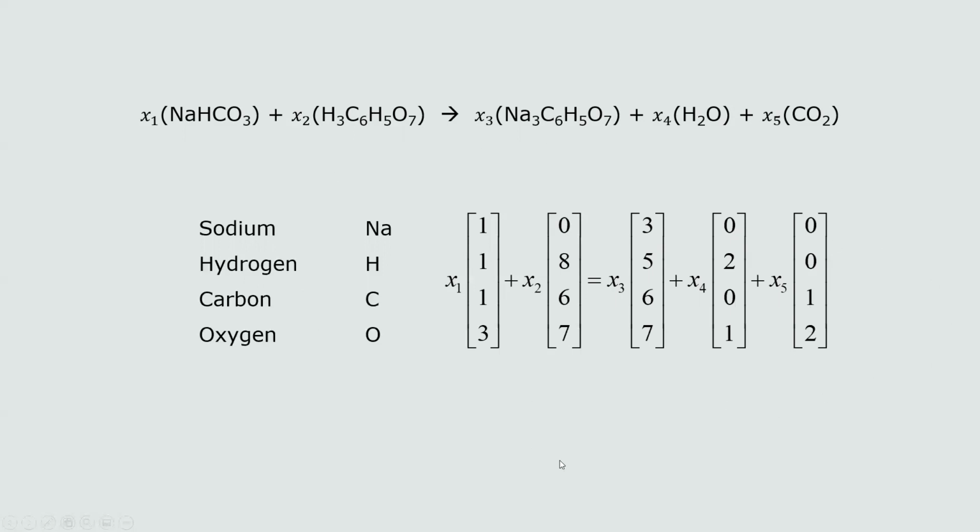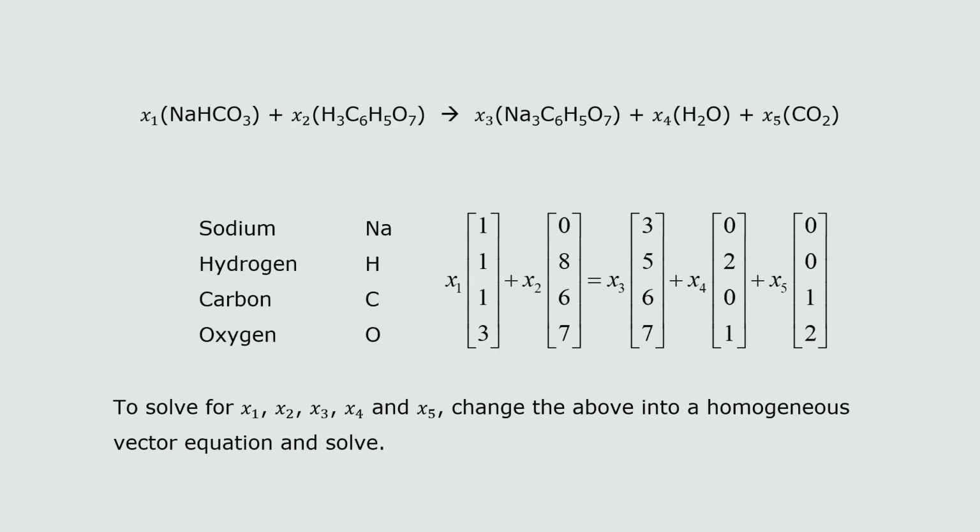So now what I want to do is solve this using the methods that we've been practicing. So right now I can't do anything to solve it because I have variables on both sides of the equals sign. So I want to get everything to one side of the equals sign. So to solve for x1, x2, x3, x4, and x5, change the above into a homogeneous vector equation and solve. So homogeneous, remember, means it equals 0. Every equation equals 0.